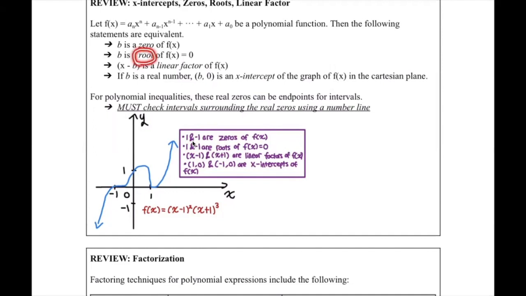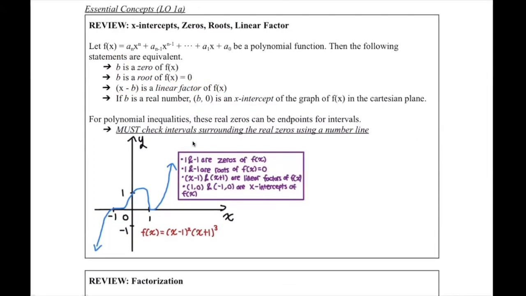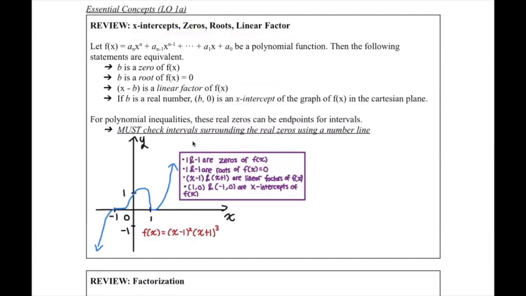Zero is used in a context where an equation is given. X-intercept and zero are used in the same context, but x-intercept is normally given in coordinate form, whereas zero is given in numerical form. Linear factor is written in the format of x minus something. So these are all the same thing written in different formats. Make sure to know what the differences are. It's essentially the same thing, but they are used in different contexts.